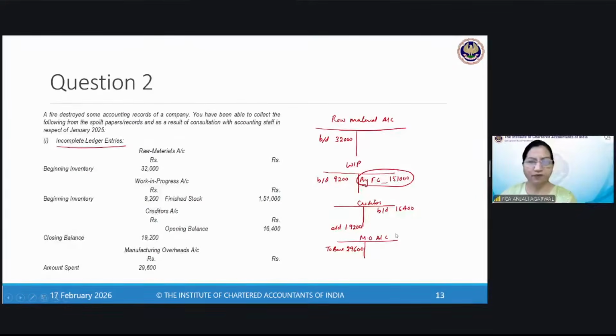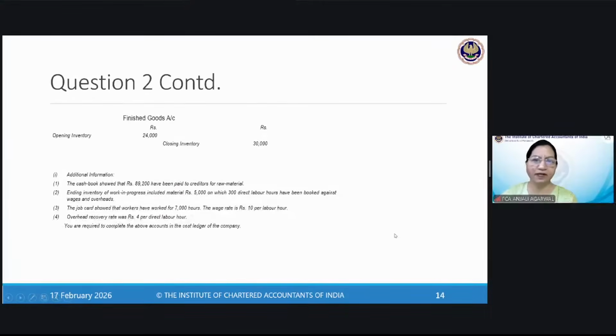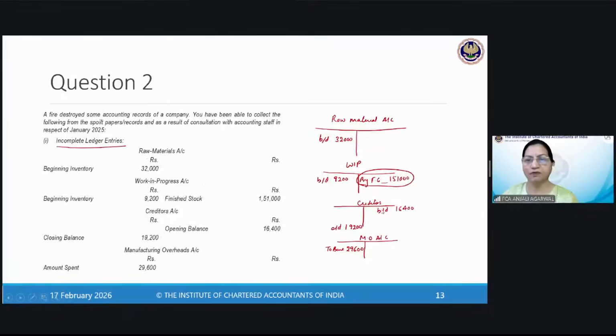Done. Whatever the information was there with us, we have prepared the accounts and completely pasted everything, whatever we knew. Now, additional information will help us to find out or to complete these records. Cash book showed that 89,200 has been paid to the creditors for raw material. So when you make a payment to the creditors, what is the general entry? Creditors to bank.